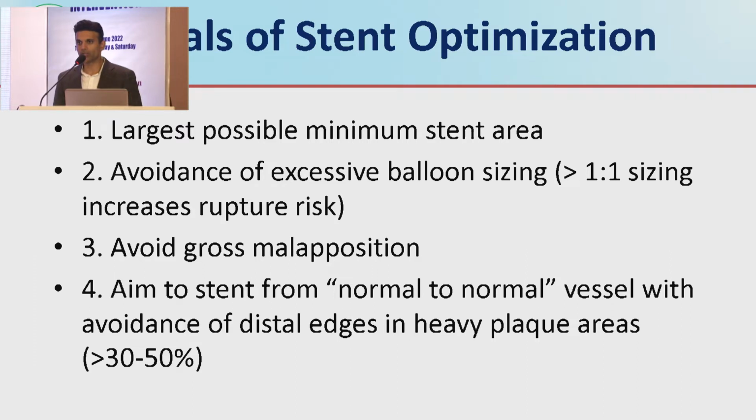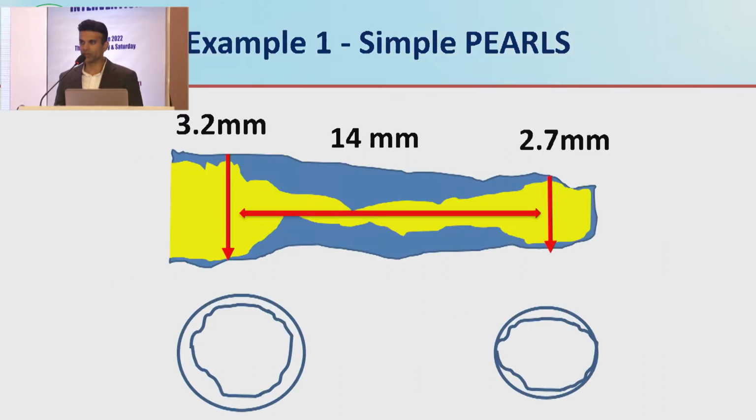So what are the general goals? Largest possible minimal stent area, avoid the risk of excess size, so excess ballooning, avoid gross malapposition. Acute malapposition is no big deal. And then aim to stent normal to normal. Okay, and the best way to determine the information you need for all of these things is by using IVUS, because what it will give you is the precise measurements at each of these areas as well as the plaque composition.